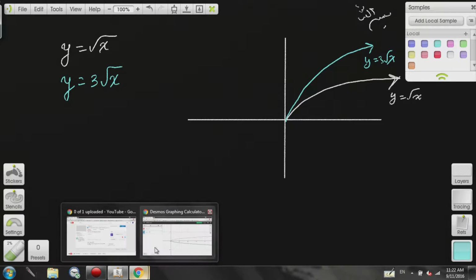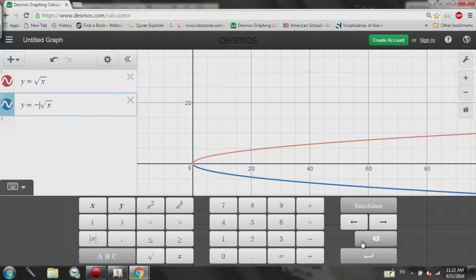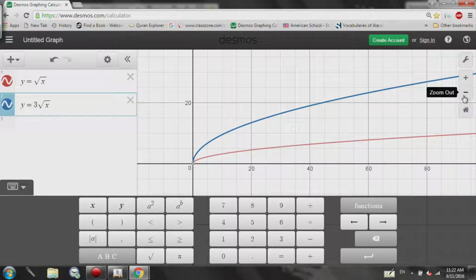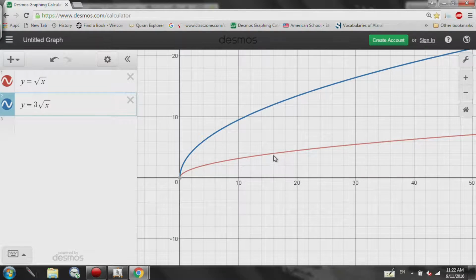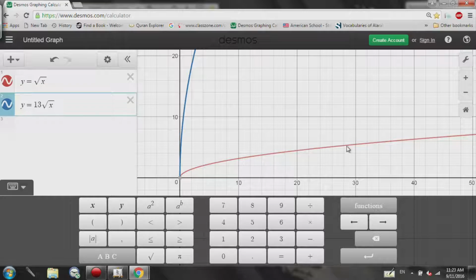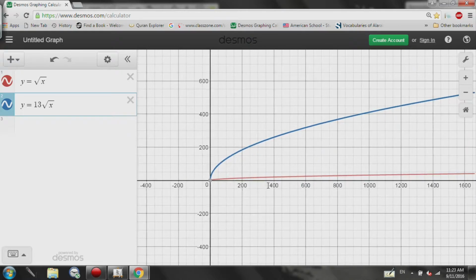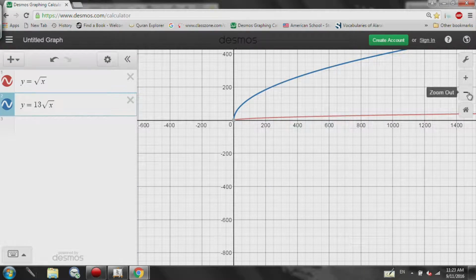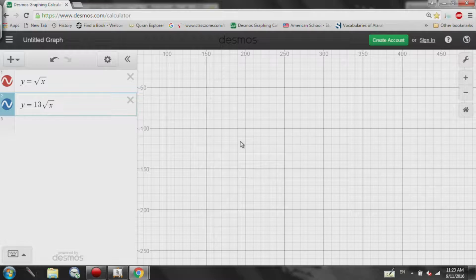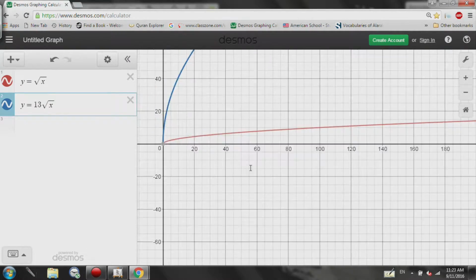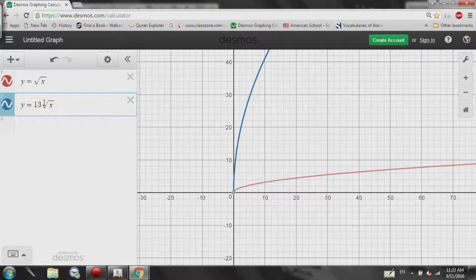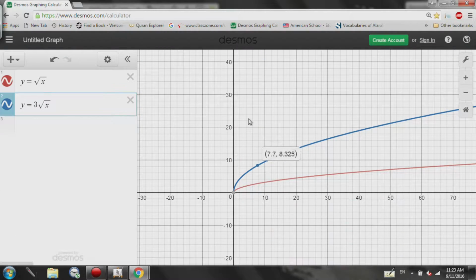So let me draw that for you. Let me get rid of this, and I'm going to put a 3 over here. See, it's going to go up faster. So the red graph is the parent function. The blue graph here is y equals 3 square root of x. If I put 13 square root of x, it's going to go even much faster, right? But still, they're radical functions, right? I'm zooming in again, so let me go back to 3.